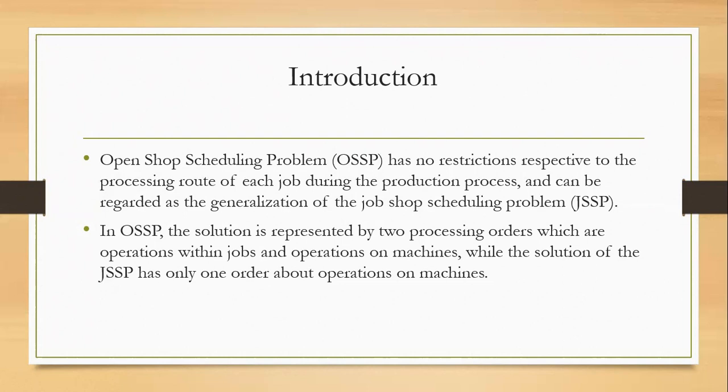In OSSP, the solution is represented by two processing orders, which are operations within jobs and operations on machines, while the solution of the JSSP has only one order, about operations on machines. In practice, OSSP has several common performance indicators, which are minimizing the makespan, minimizing the sum of completion times of all jobs, and minimizing the weighted sum of completion times of all jobs. In this study, the first indicator is considered.